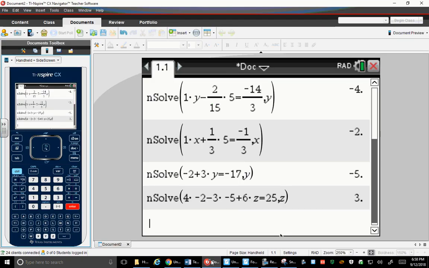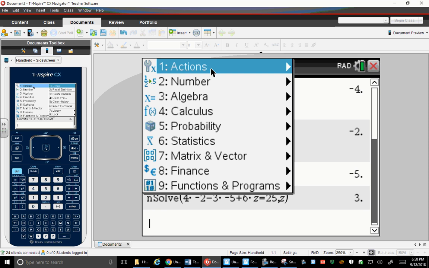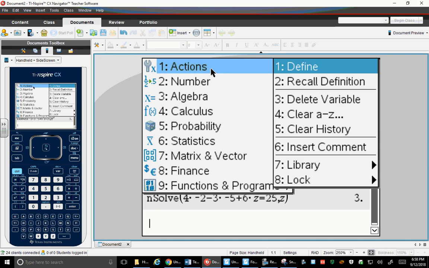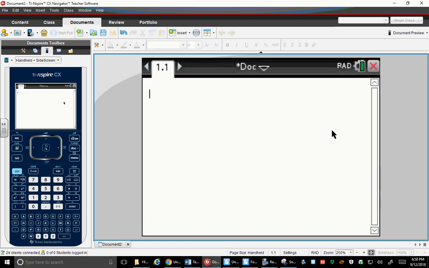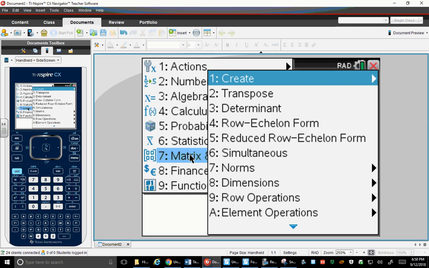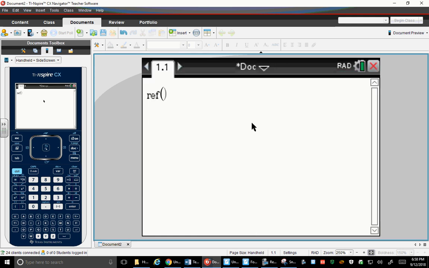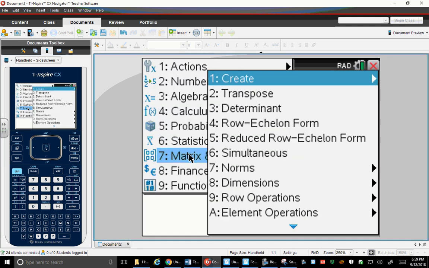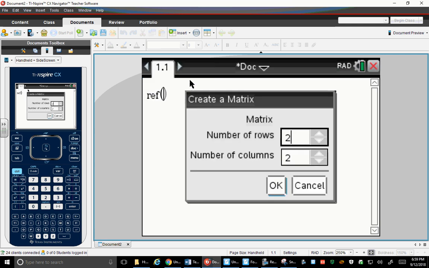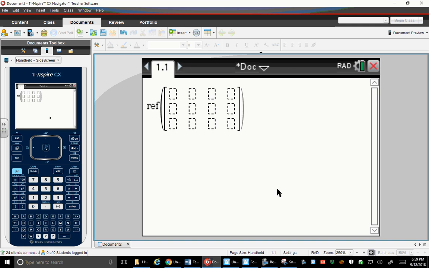Oh, when you don't like seeing all of this on your screen, you can go menu, actions, and we can clear that history. Okay, so menu, matrix, row echelon form. Menu, matrix, create, and matrix. Remember, we have 3 rows by 4 columns. And now we can set up the numbers.